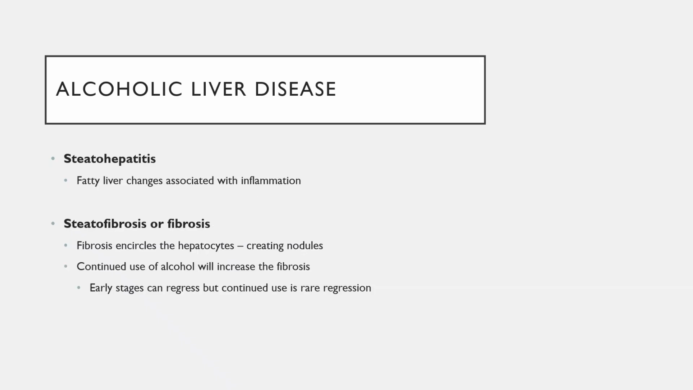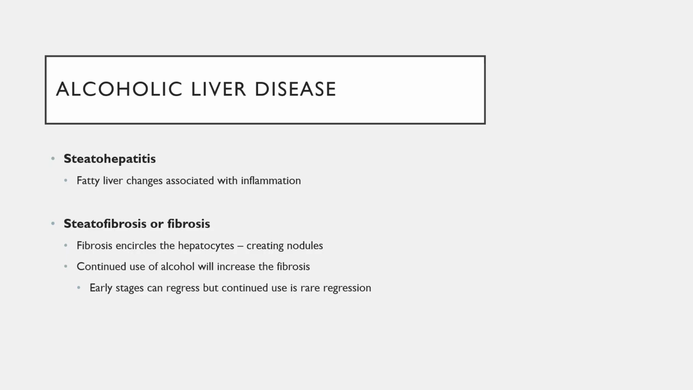Now here's where things stop being forgiving. When fat accumulation is paired with inflammation, we call it steatohepatitis. Inflammation signals cellular distress. Hepatocytes begin ballooning, oxidative stress increases, and immune cells move in. And remember, chronic inflammation is the engine that drives fibrosis.